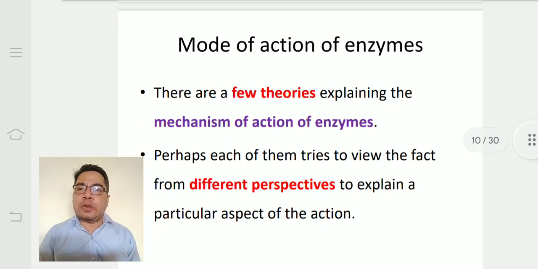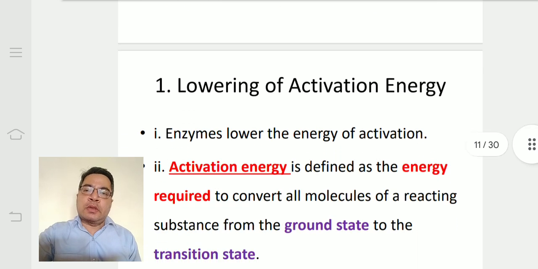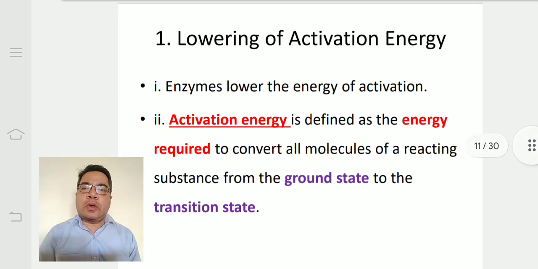Mode of action of enzymes. There are a few theories explaining the mechanism of action of enzymes. Perhaps each of them tries to view the fact from different perspectives to explain a particular aspect of action. First, the lowering of activation energy. Enzymes lower the energy of activation. Activation energy is defined as the energy required to convert all molecules of a reacting substance from the ground state to the transition state.